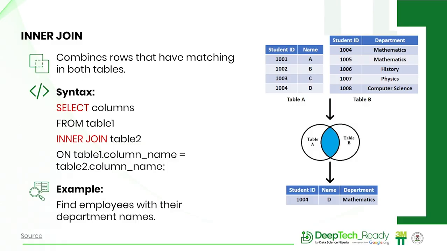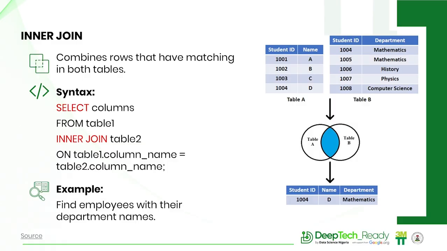So we have an example for us to illustrate a real business scenario. We are to find employees with their department names. In our previous class, we saw how to create a database, and we created two tables, the employees and the department. If you haven't watched our previous class, I encourage you to do that so that you have a better and clearer context.